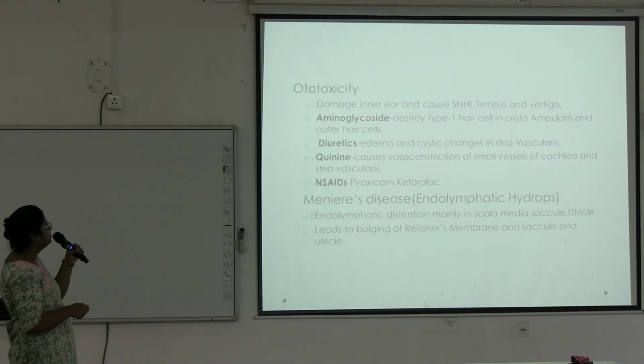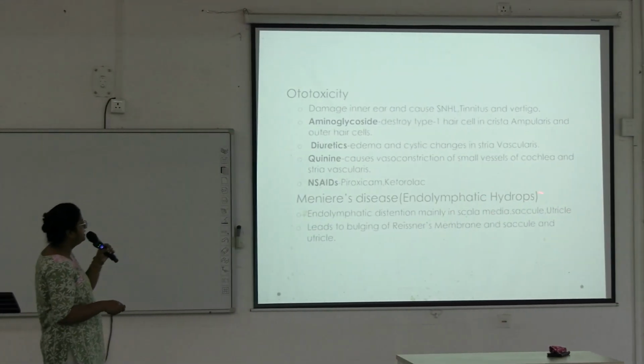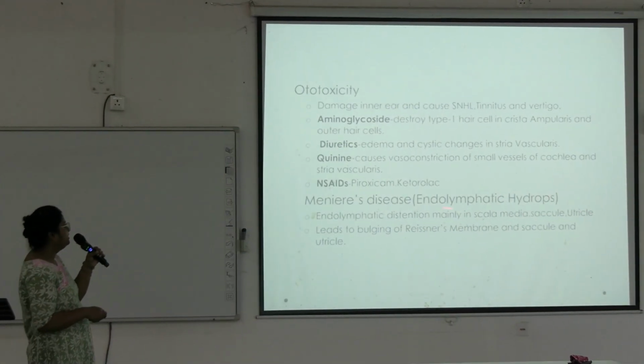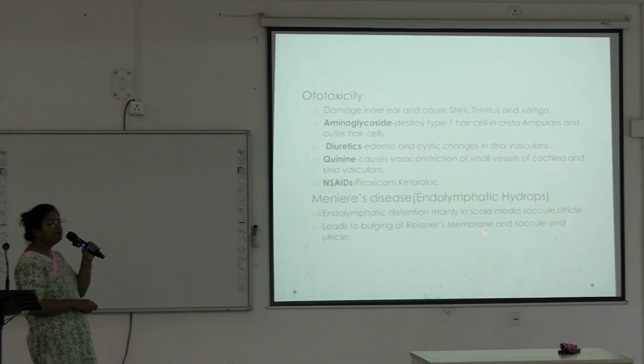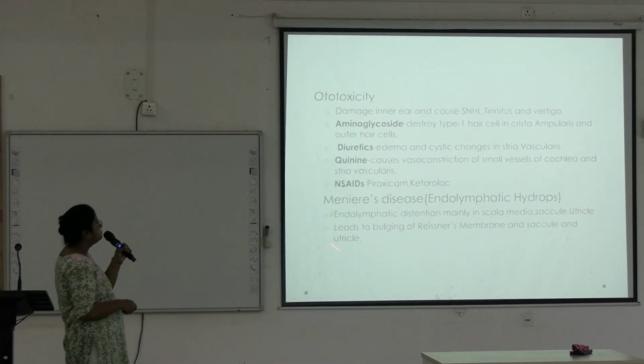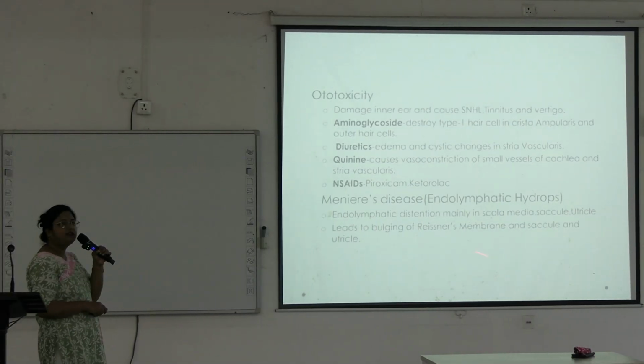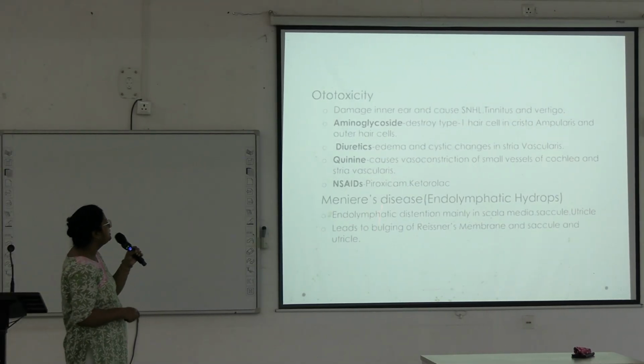They are causing ototoxicity. Next is Meniere's disease or endolymphatic hydrops. Endolymphatic distension mainly in the scala media, saccule and utricle occurs, and it leads to bulging of Reissner's membrane and the saccule and utricle. Okay, so these are the clinical aspects.